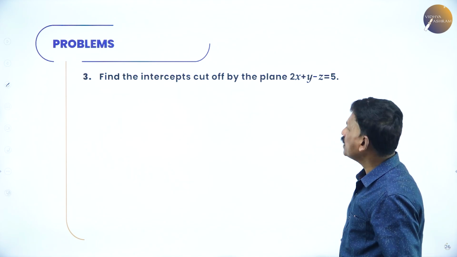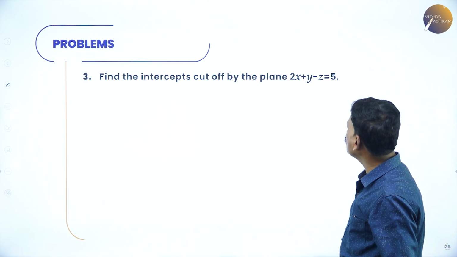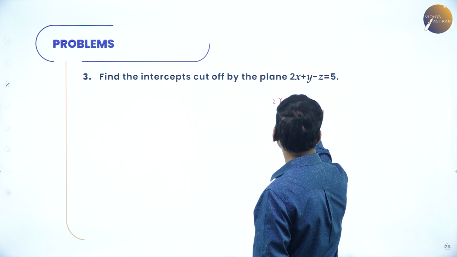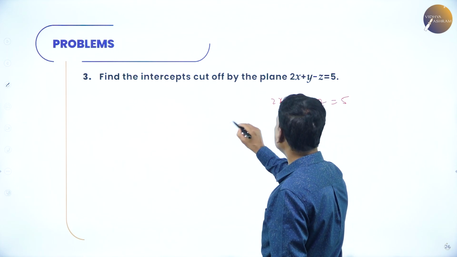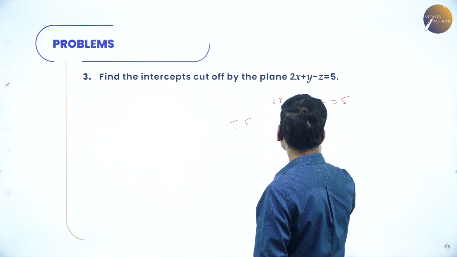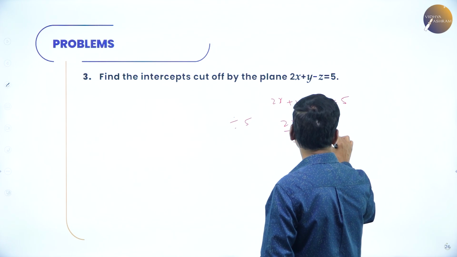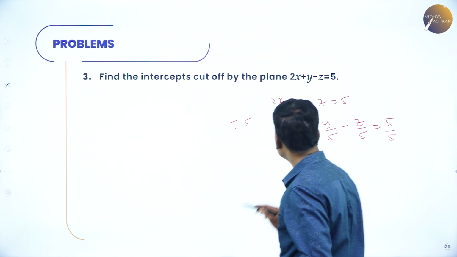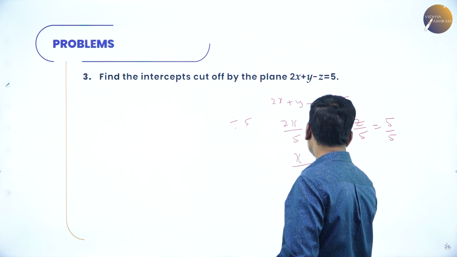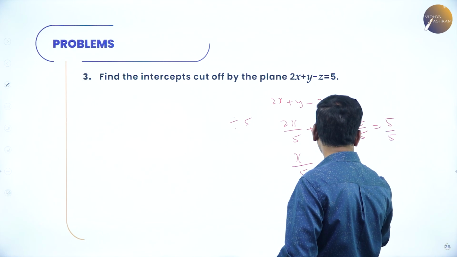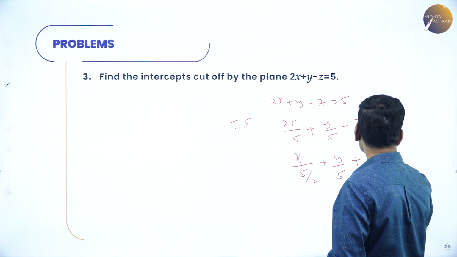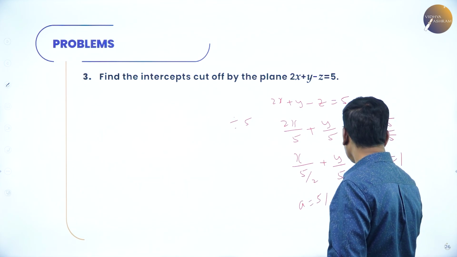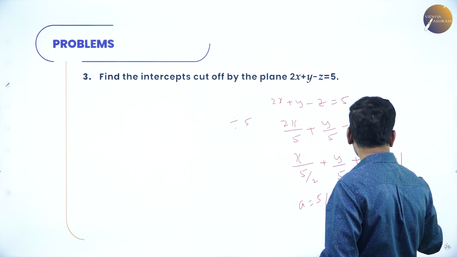That's it. Okay. Find the intercepts cut off by the plane 2x plus y minus z is equal to 5. So, what is given? 2x plus y minus z is equal to 5. Divide by 5 on both sides. 2x by 5 plus y by 5 minus z by 5 is equal to 5 by 5. So, this is x divided by 5 by 2 plus y by 5 plus z divided by minus 5 is equal to 1. So, a is equal to 5 by 2, b is equal to 5, c is equal to minus 5.